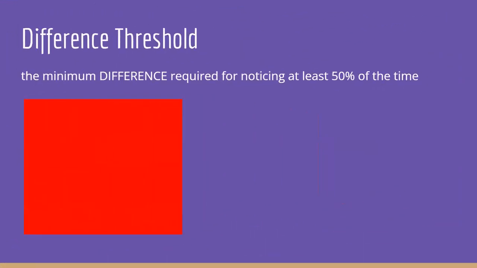Difference threshold. This is the minimum difference required for noticing at least 50% of the time. So can you tell which one of these red squares is darkest? I can't really. I can tell that the top left one seems to be a little bit lighter, but the other ones look almost exactly the same to me. So if I was shown this 5 times, and only 2 out of the 5 times I could tell the difference, that's not the difference threshold, because it has to be at least 50% of the time.